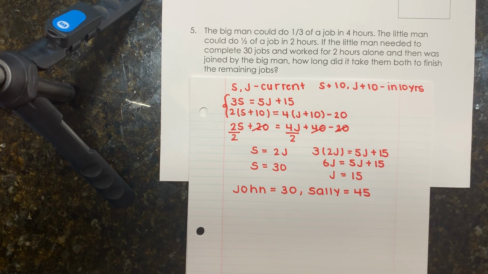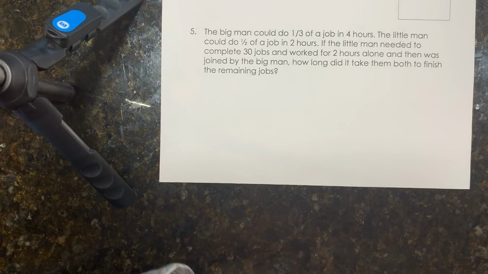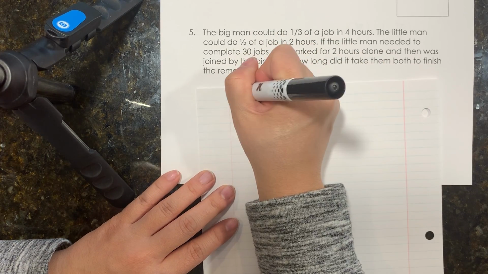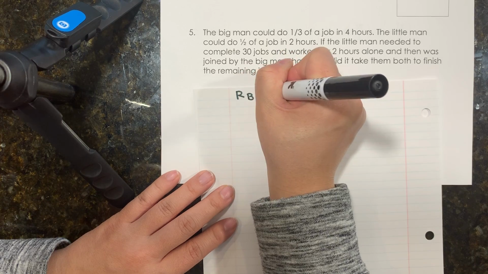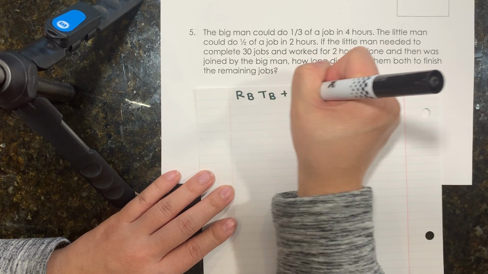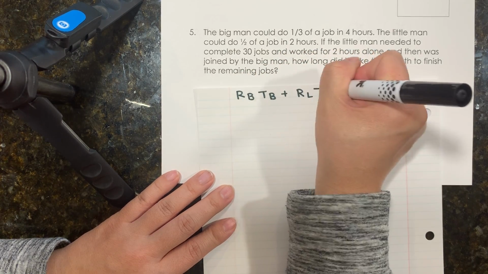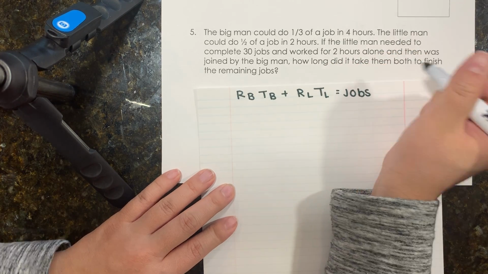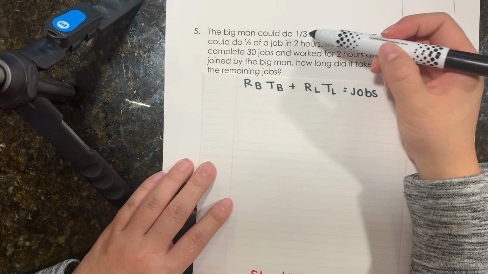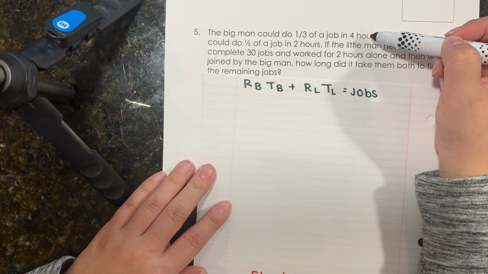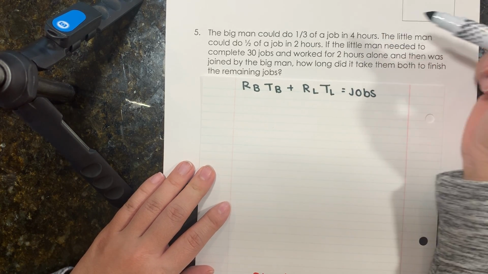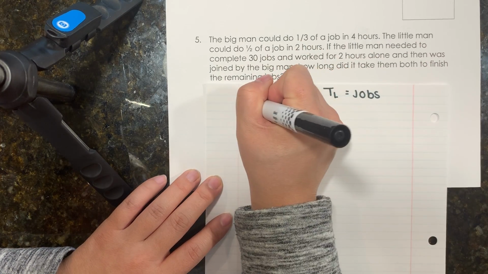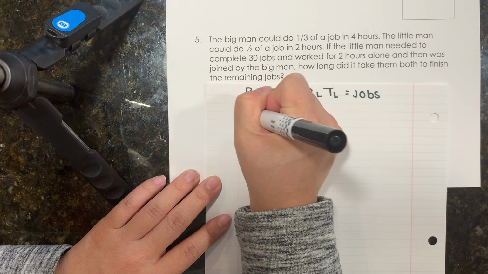Okay, so what I need to do first is I have 2 people working together to accomplish one job. So I have R_B T_B plus R_L T_L equals jobs. Now, the rate of the big man, instead of using this fraction, it says 1/3 in 4 hours. So if he wanted to finish a whole job, it would take him 12 hours. The rate of the big man would be 1/12.